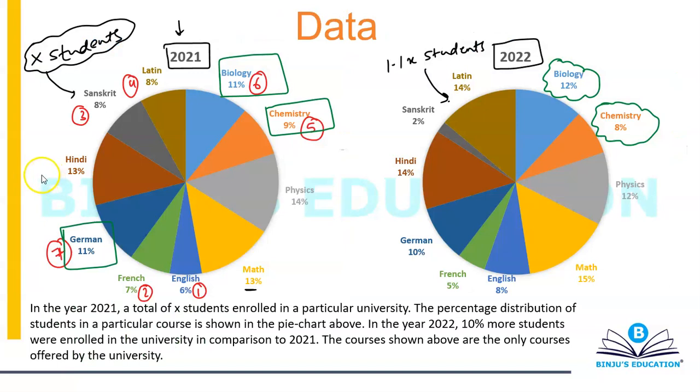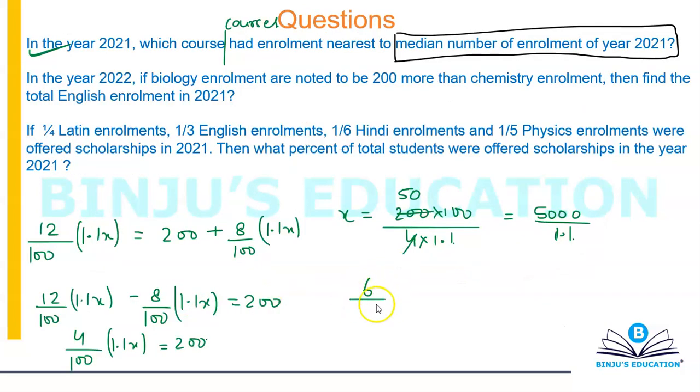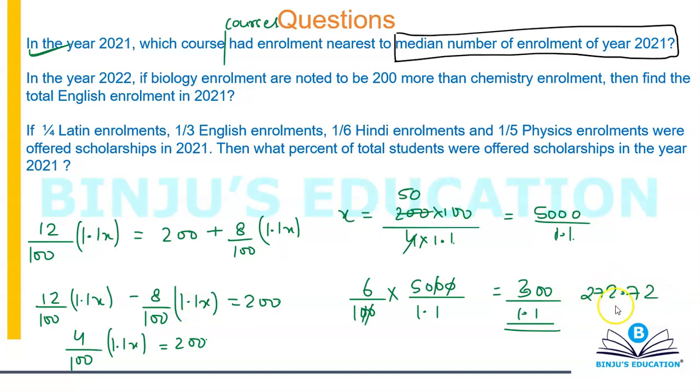So English in 2021 is 6%. So this will become 6 by 100 into 5000 by 1.1. You can cancel two zeros, and this will be 300 by 1.1, and this you can solve. Probably in the actual exam they may ask you to round it off to the nearest 10th place or to the 100th place. The actual value will be 272.72. If you have to round it off to the nearest 10th place, then this will become 273. This is what you will have to do in the exam.